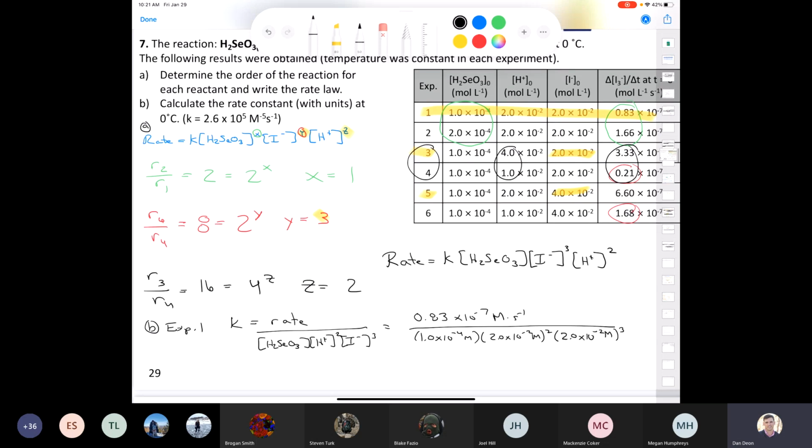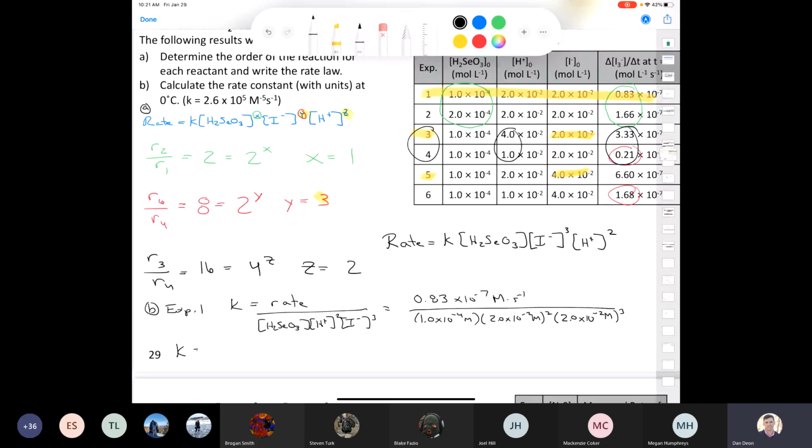So if you simplify that, kind of running out of space here, you get K is equal to 0.83 times 10 to the negative 8 moles per liter per second divided by, and the reason I'm doing the whole thing is I just want to show you the units quickly. This is one of the first problems we did in this chapter, right? We practiced units. So you have molar to the power of 6. So if you take molar to the power of 1, subtract molar to the power of 6, you end up with 2.6 times 10 to the 5th power molar to the minus 5 seconds to the minus 1. So kind of interesting units here. And there you have it, my friends.